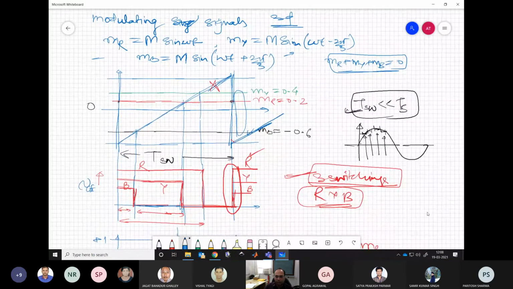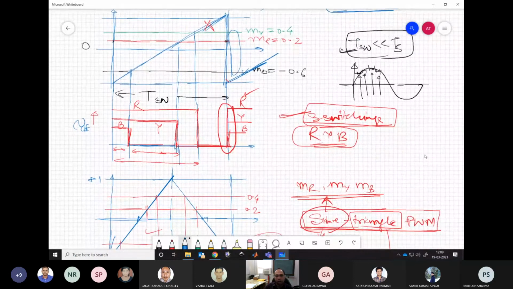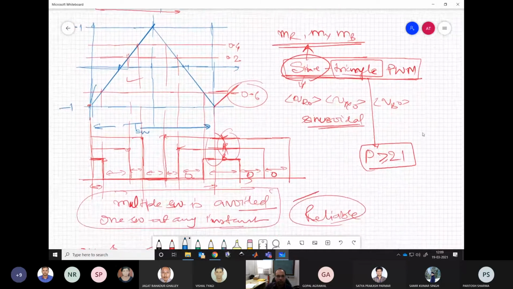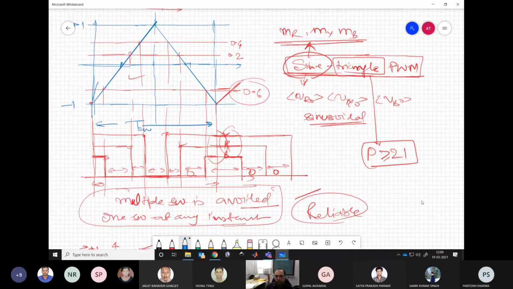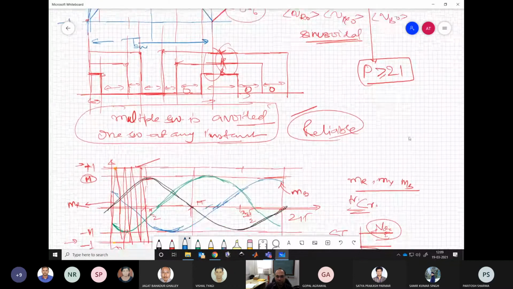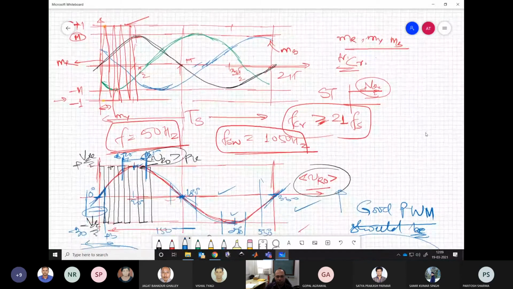Now we have seen that for doing so, the ramp type of carrier is not good, and it gives rise to multiple switchings at a particular instant. So we need to go for a triangular carrier, where we have one switching at a time, which is a good PWM or a good way to realize any PWM. So the system is more reliable. We have only one switching at any instant. There is no overlap.